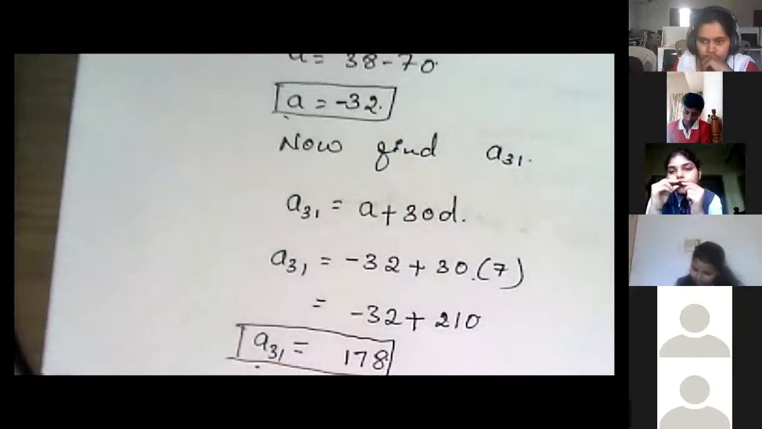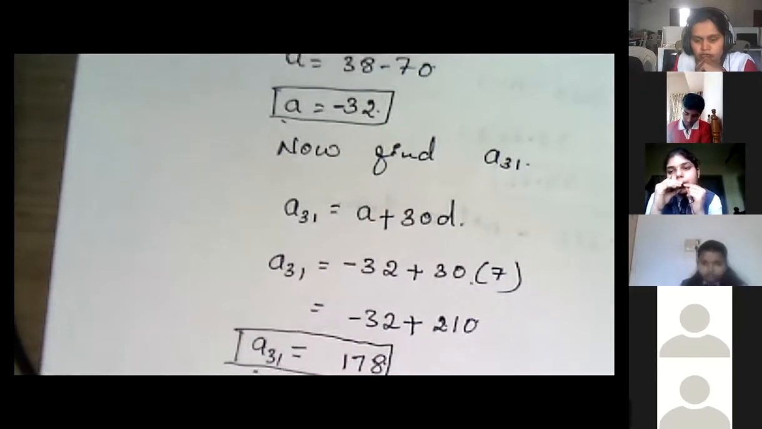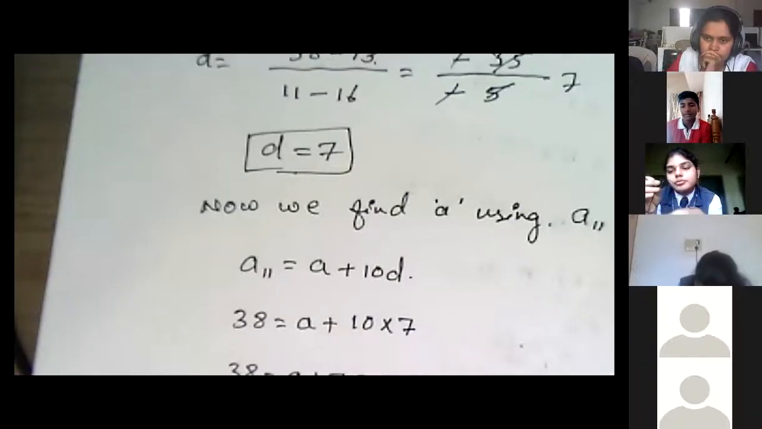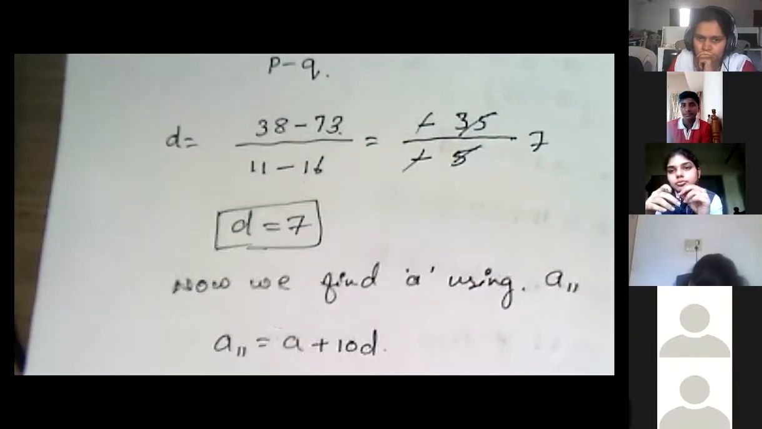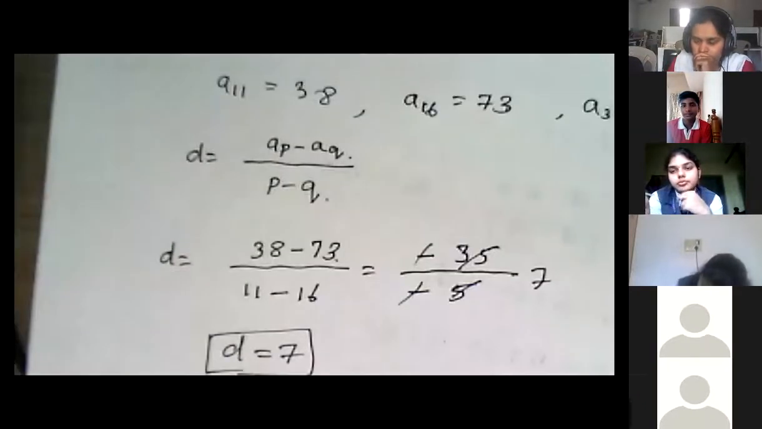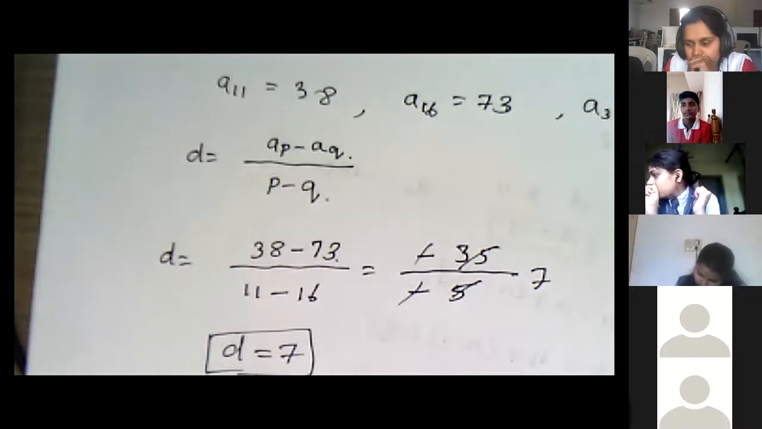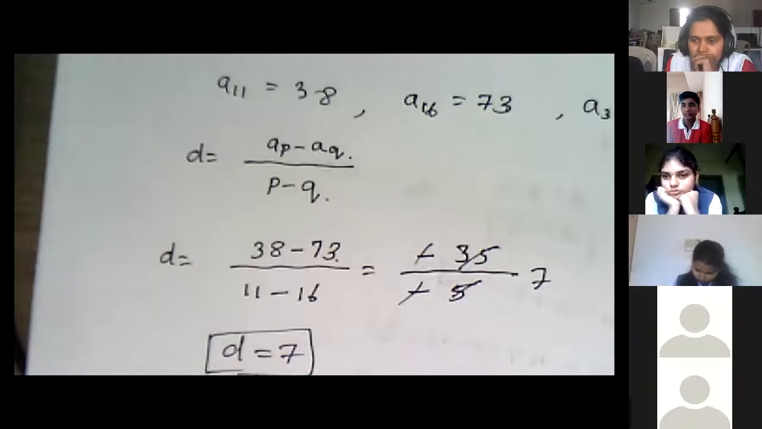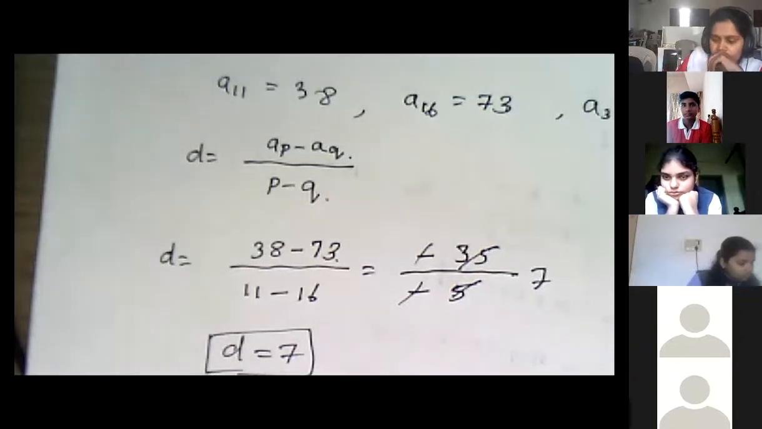Is it clear? I'll scroll the paper. You just go through that. I'll send the classwork by evening. Understood? Go through this once again. When they give the value of any two terms, we can easily find out D. Once we get the value of D and A, we can find out any term.